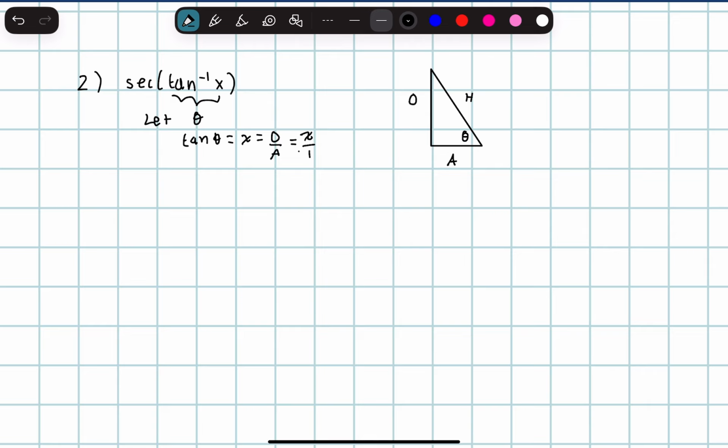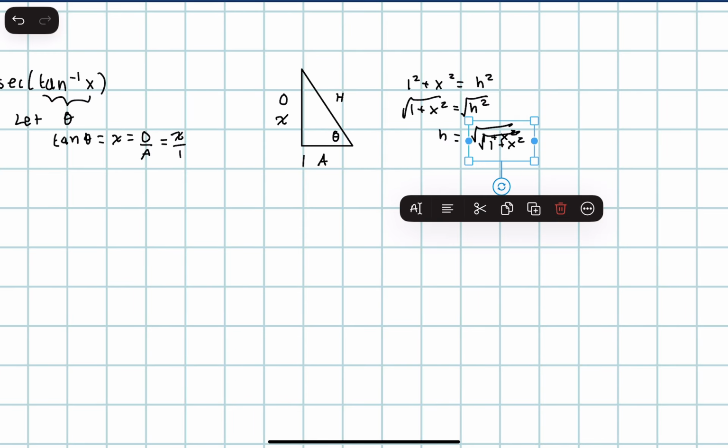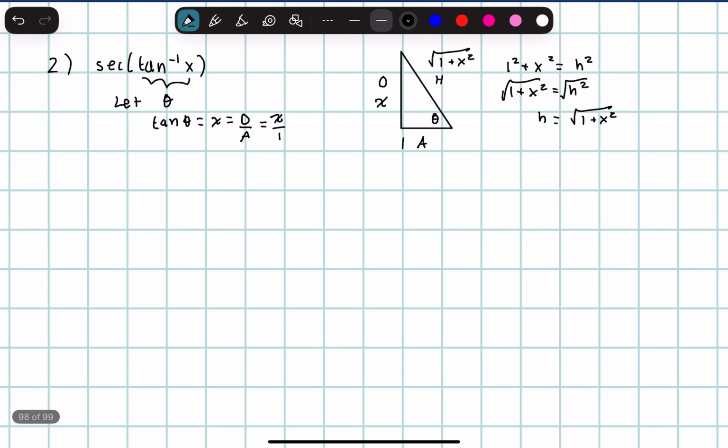So that means the adjacent is going to be 1, and the opposite is going to be x. Then we need to solve for the hypotenuse. So we have 1 squared plus x squared is equal to hypotenuse squared. That means we have 1 plus x squared is equal to hypotenuse squared. Okay, yeah, so now we take the square root. The hypotenuse is equal to the square root of 1 plus x squared. Again, we can just copy that right here and label it there.